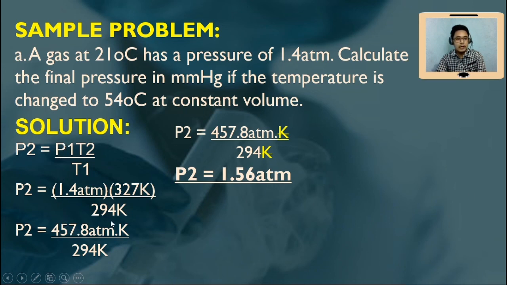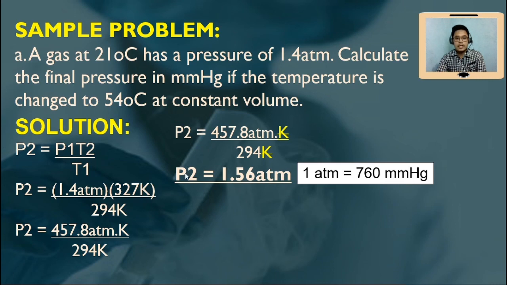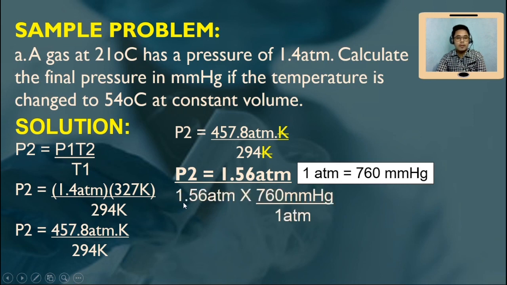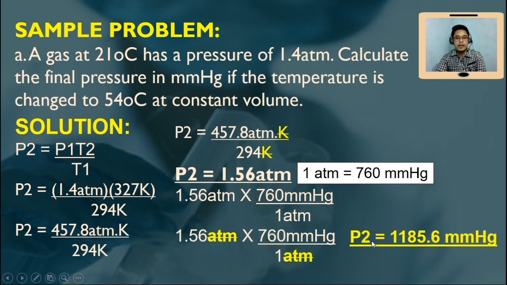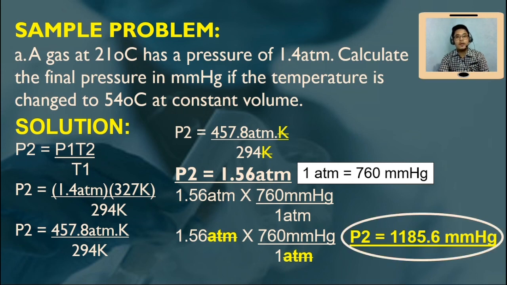So, tingnan lang natin dito. Ito pa rin yung solution natin. Okay, nandito na tayo sa phase where we're going to convert this atmosphere to millimeter of mercury. So, using this conversion once again, which is 1 atmosphere is equal to 760 millimeter of mercury. So, copy lang natin yung 1.56 atmosphere, tapos multiply lang natin yung 760 millimeter of mercury, tapos cancel yan, and then it will give you the answer. Final pressure is equal to 1,185.6 millimeter of mercury.